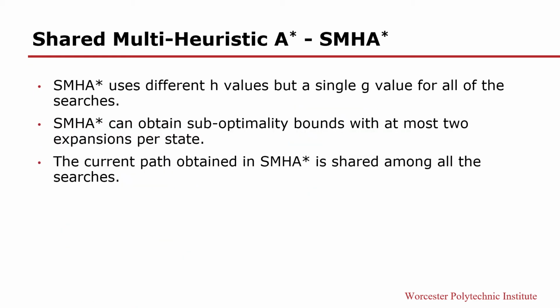The other variant of multi-heuristic A star is called shared multi-heuristic A star. It uses different heuristic values to perform the search but only uses a single cost to come value. In shared multi-heuristic A star, a state can be expanded at most twice. Also, the current path obtained by a search is shared among all other searches. So, to reach the goal, the partial paths obtained by different searches can be used.